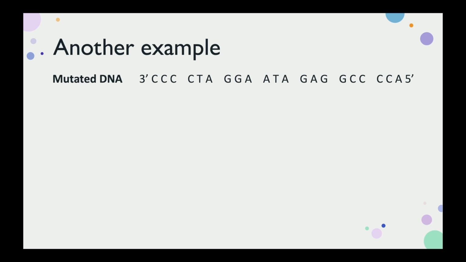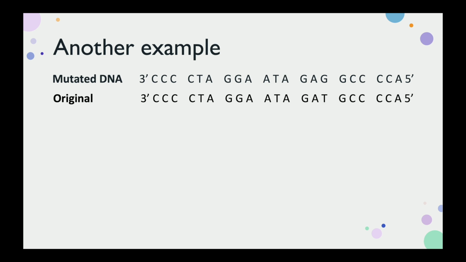This is the sequence of mutated DNA. First, let's compare the mutated DNA sequence to the original DNA sequence. As you can see, the base guanine here has been replaced by the base thymine. So this is clearly base substitution.